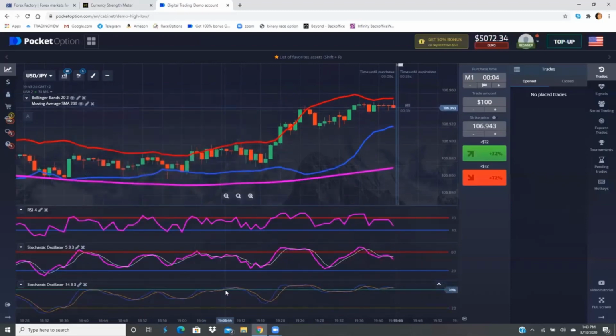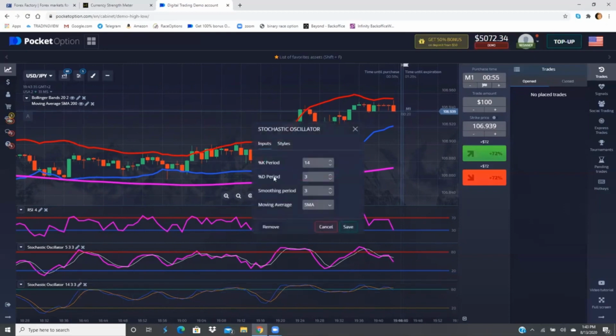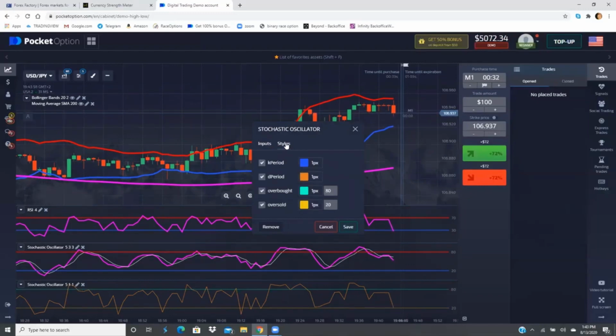Okay, and now it popped up again here at the bottom, right? So we're going to change the settings around again. I'm going to go to the pencil. And now I'm going to change this again to 5, but I'm going to change these numbers now. I'm going to change the 3 to 1 and then the 3 to 1. Okay, and then we're going to go to style. So it's 5, 1, 1 now.